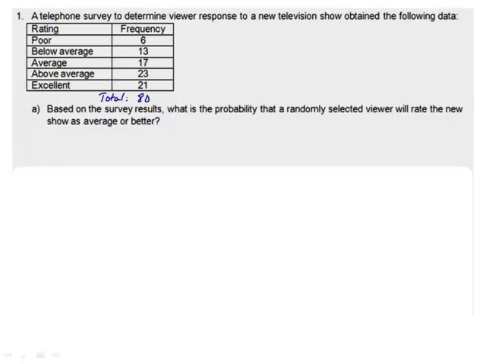So the total of our frequencies is 80. So we would take the average, above average, and excellent frequencies and add them and then divide by 80 to get our probability. That gives us 61 divided by 80, which is 0.7625.